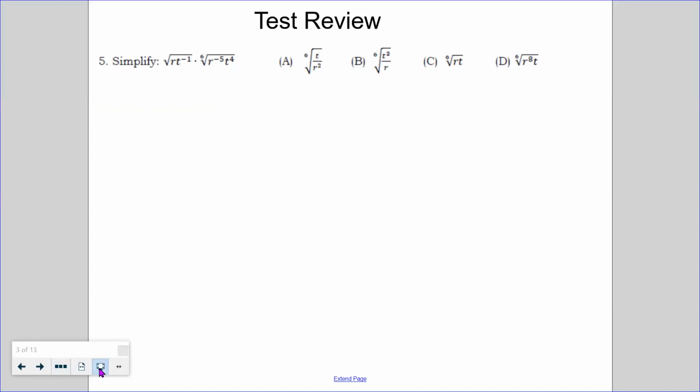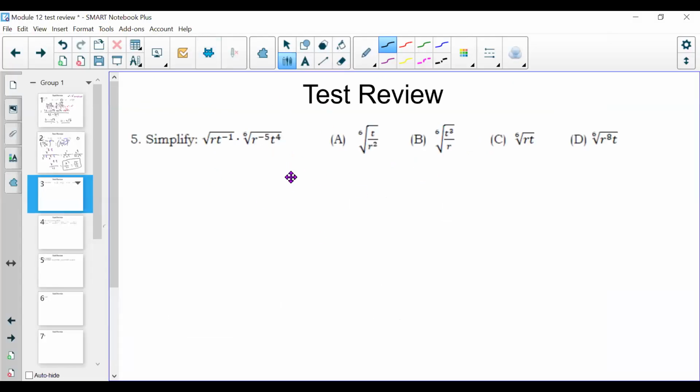Number 5 on the test review. So we're going to simplify this expression right here. To simplify this expression on number 5, I'm going to rewrite this into exponents so I can kind of combine them, and I'll show you an easier way to go about it. So I can rewrite this as r to the 1/2 and t to the -1 to the 1/2.